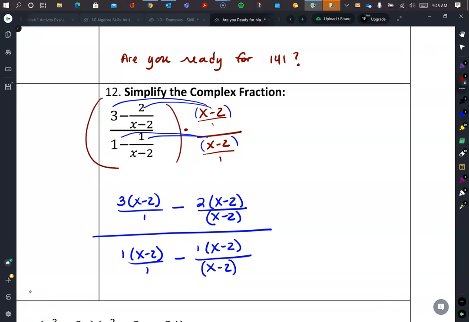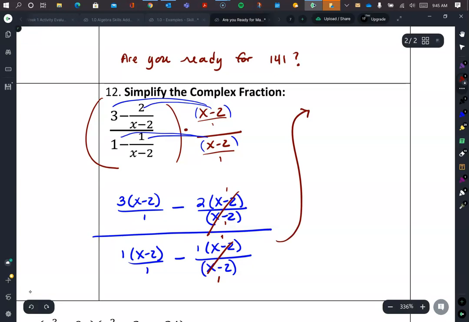And then I would have x minus 2 over x minus 2. So that goes to 1. So see how that denominator cleared out. So that's why we call it clearing the denominator. And that happens down below as well. And then just for room's sake, I'm going to draw a little arrow up here.